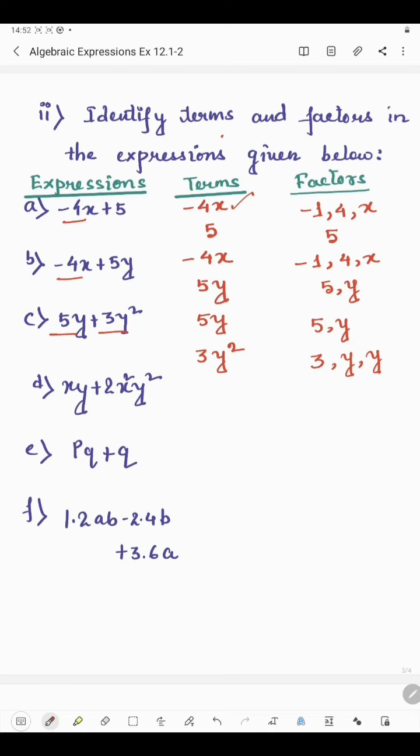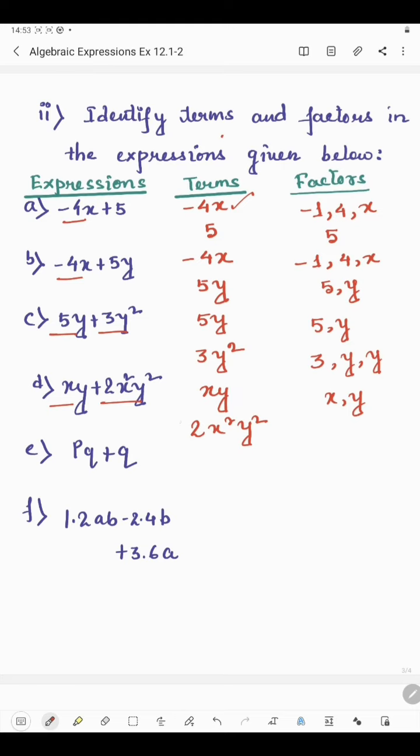Now in the D part we have two terms again. One is xy and another is 2x square y square. Now what will be the factors of xy? Here xy is present one time. So the factors of xy will be x and y, because when you multiply x and y, you will get xy.